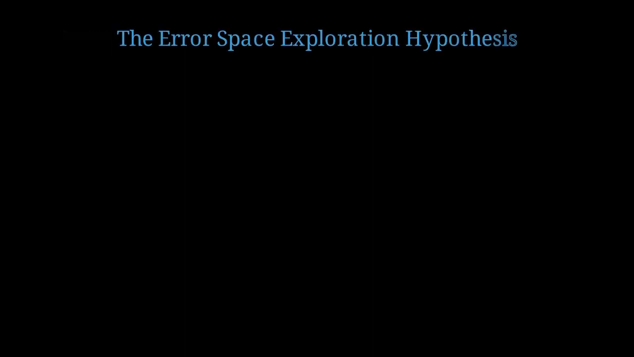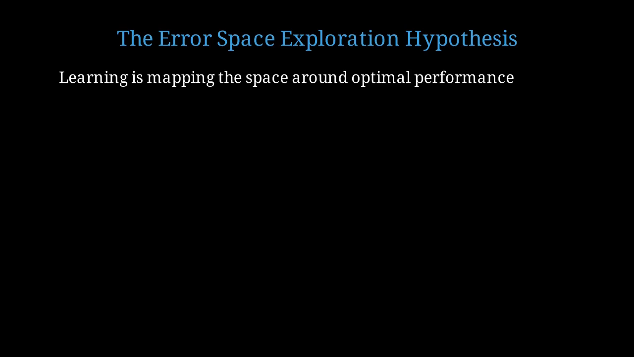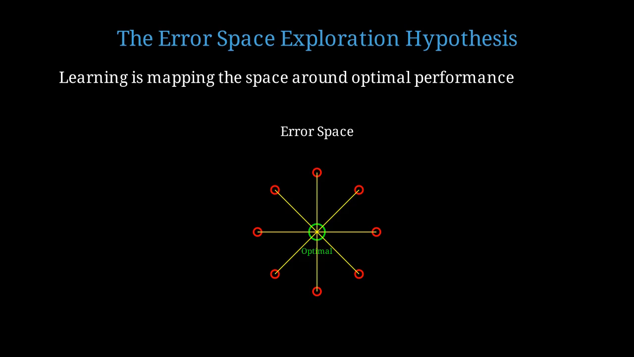There's a hypothesis in motor learning research called the error space exploration hypothesis. Let me explain it. The idea is that true mastery isn't just hitting the target. It's mapping the entire space around the target, understanding the gradients of error in all directions. Here's a visual representation. The green dot is optimal performance. The red dots represent deliberate errors in different directions. By practicing these errors, you map the error space.